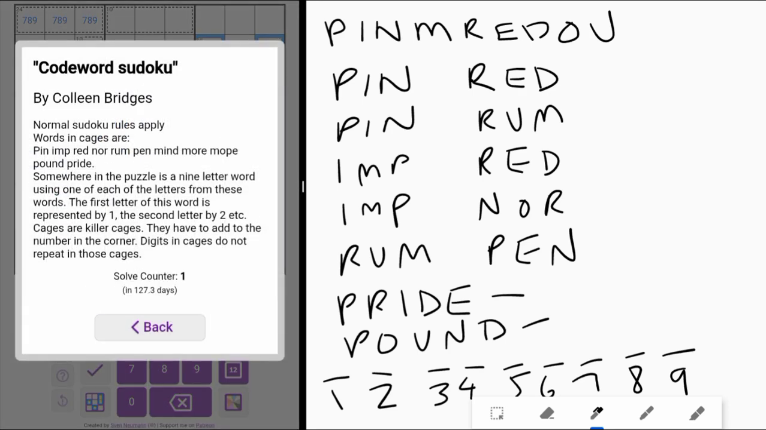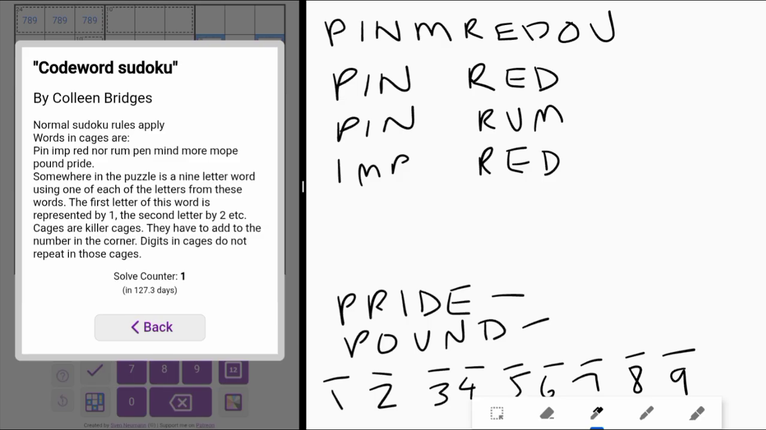So we'll go through and look at these combinations now, because we know one of these 3-letter words has to be the 7, 8, 9, then if it's not in these 2 words, we can eliminate it. So let's have a look. Pen is not in either of those words, and rum is not in either of those words. So it can't be that combination, can it? Now imp is not in either, and nor is not in either, so we can eliminate that one as well.